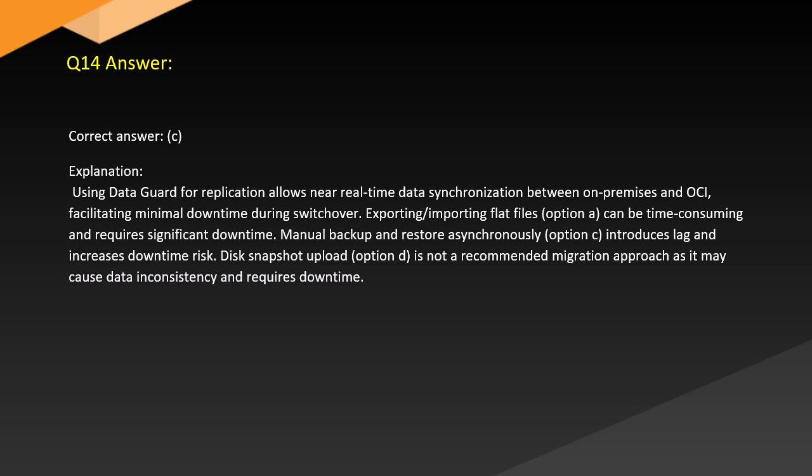Answer. Correct answer, C. Explanation. Using Data Guard for replication allows near real-time data synchronization between on-premises and OCI, facilitating minimal downtime during switchover. Exporting and importing flat files, option A, can be time-consuming and requires significant downtime. Manual backup and restore asynchronously, option C, introduces lag and increases downtime risk. Disk snapshot upload, option D, is not a recommended migration approach as it may cause data inconsistency and requires downtime.